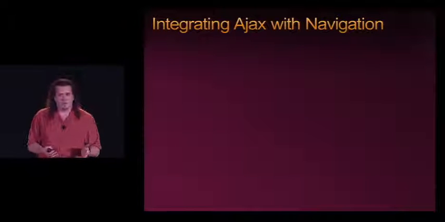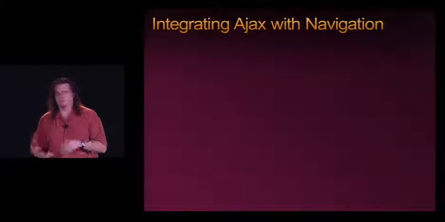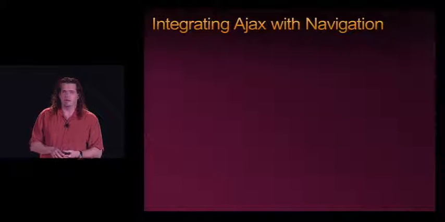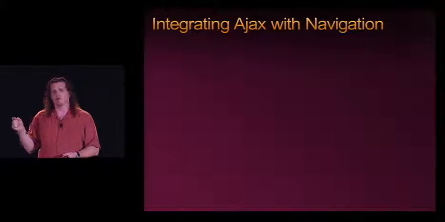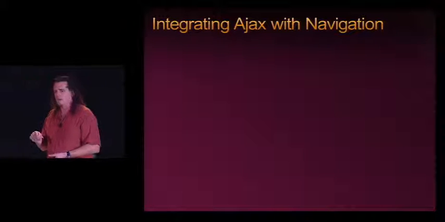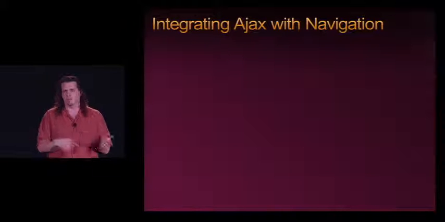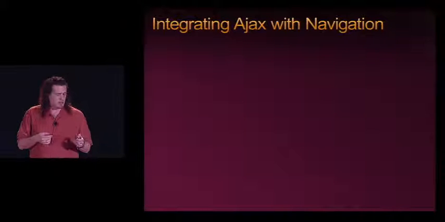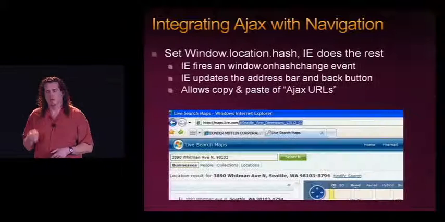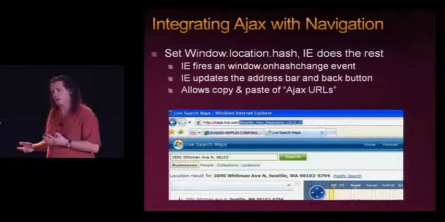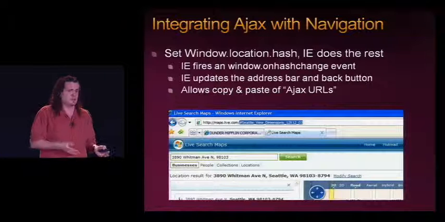For the first one of these, I think we've probably all used, like my favorite example, a mapping service. And you click around and you zoom around for a while, and then you want to go back. And back doesn't take you back the last click you just were. Back takes you back to a totally different page. So we just supported, out of HTML5, the set window location hash. And IE just does the rest.